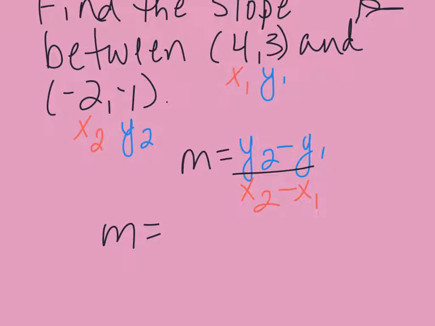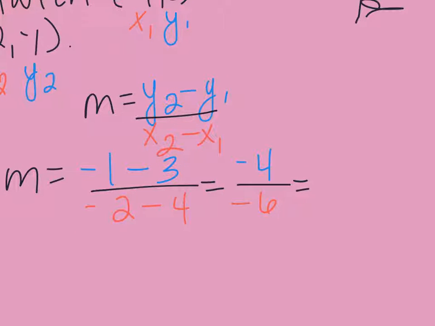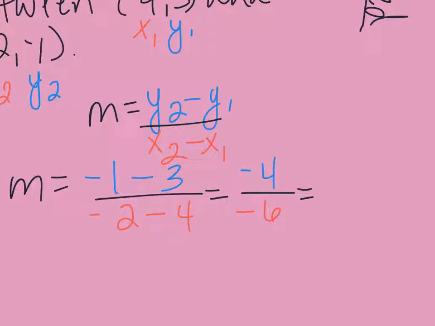What is negative? Okay, so y2 is -1 minus y1 is 3. x2 is -2 minus x1 is 4. That is going to give me, in the numerator, -1 minus 3 is -4. -2 minus 4 is -6. And that's going to give me negative divided by negative is positive. So when I simplify it, I'm going to be getting positive 2/3. Okay?